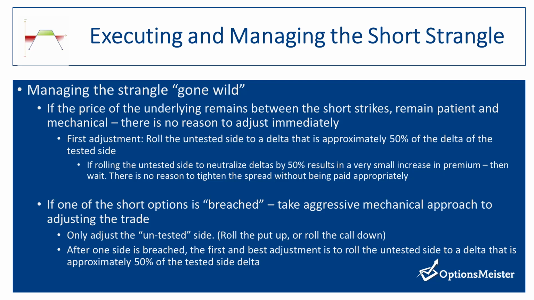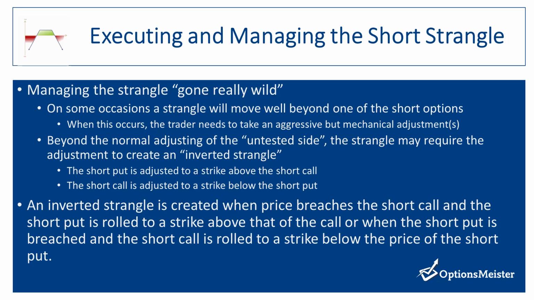If one of the short options is breached, take an aggressive mechanical approach to adjusting the trade. Only adjust the untested side. Roll the put up, or roll the call down. The first and best adjustment is to roll the untested side to a delta that is approximately 50% of the tested side delta. Strangles that are one standard deviation or wider require adjusting less than 20% of the time. Most of those strangles that require some adjusting need simple modifications.